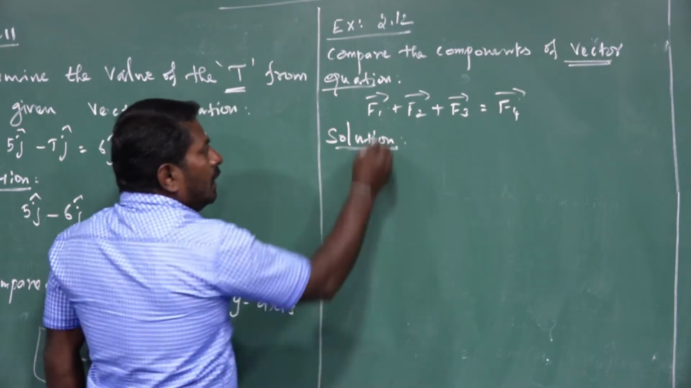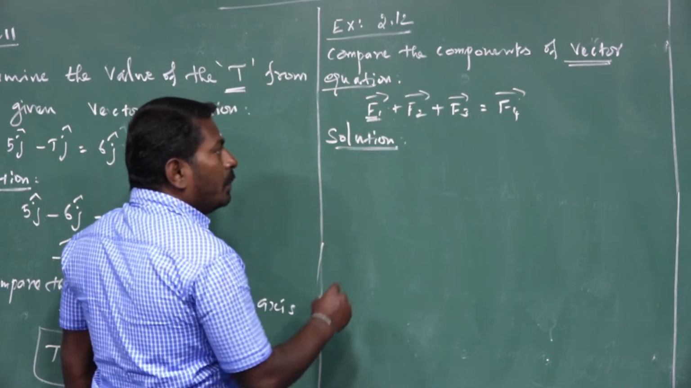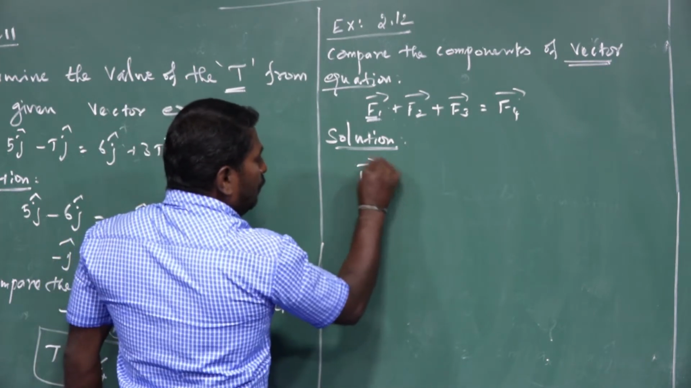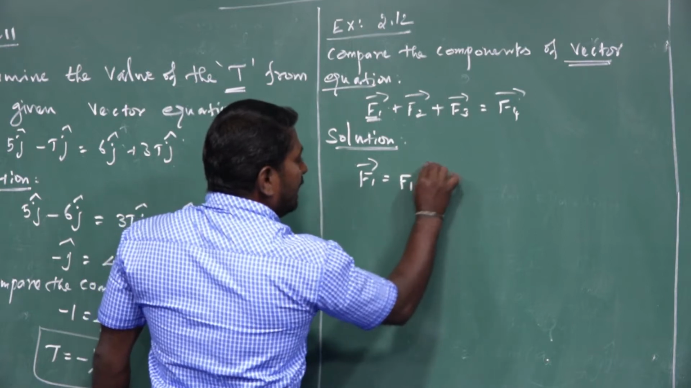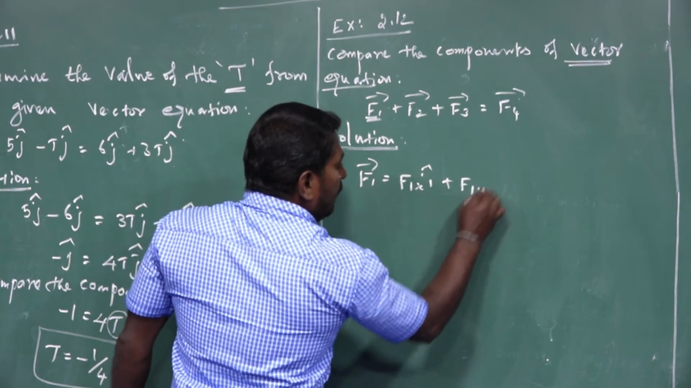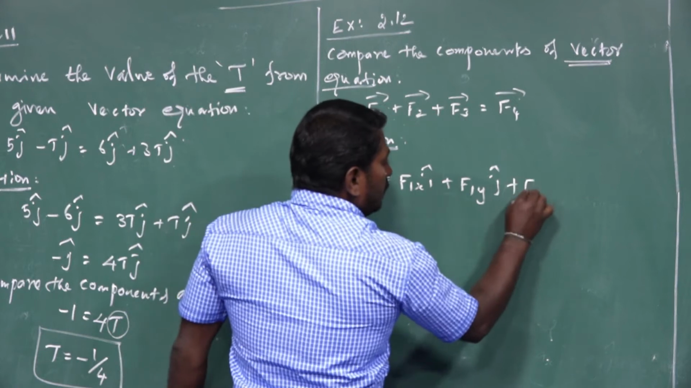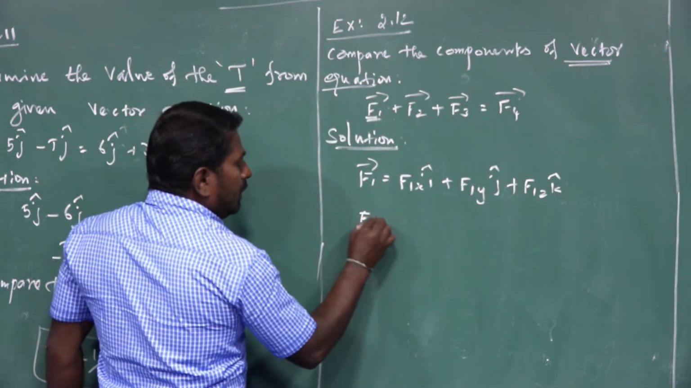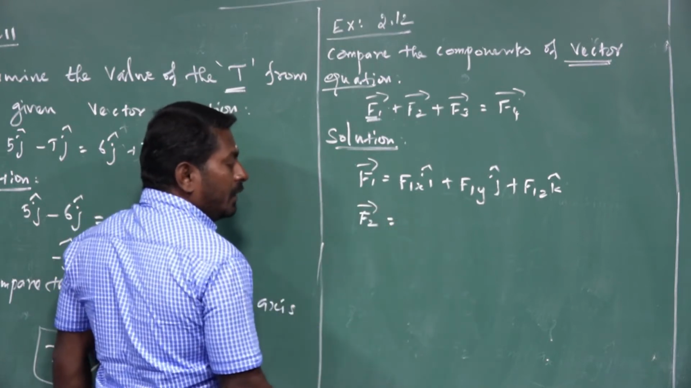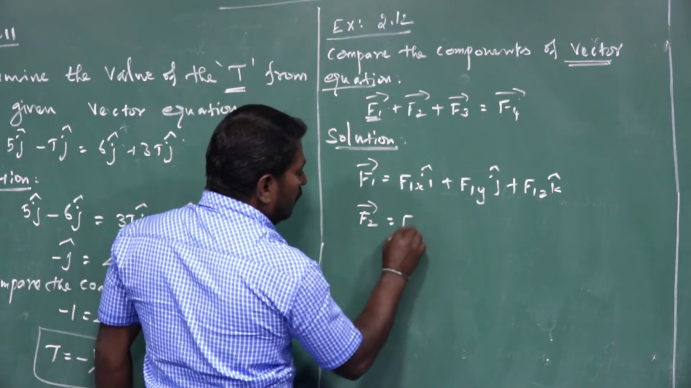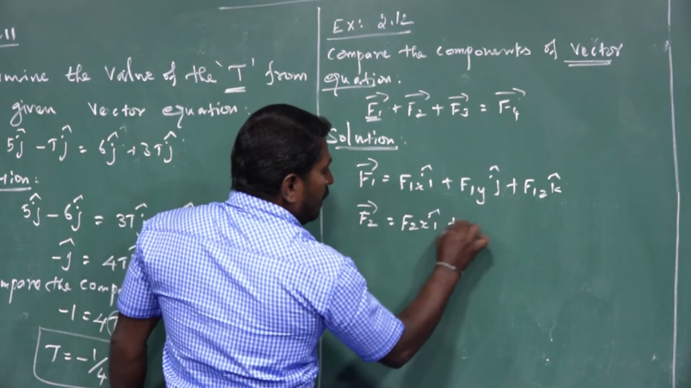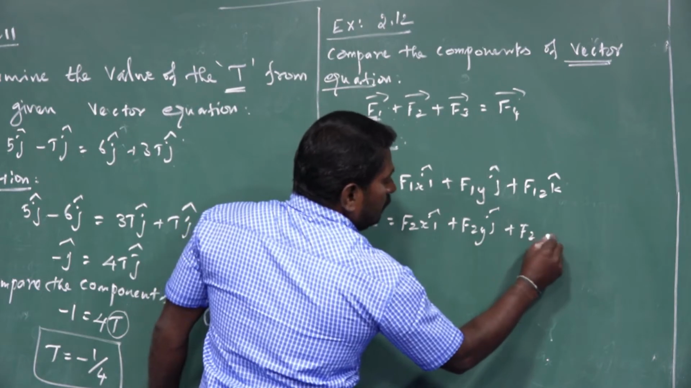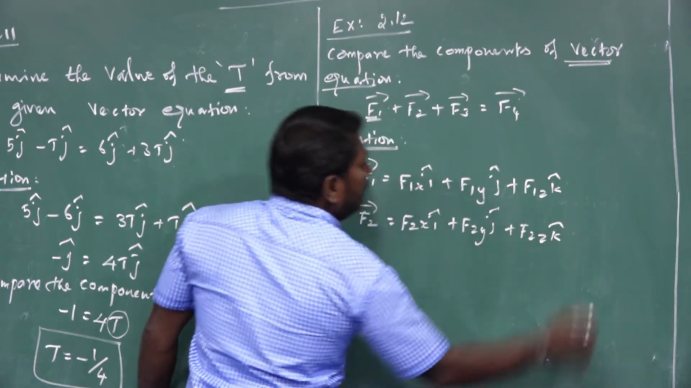First we write the F1 vector in component form in the three-dimensional coordinate axes. F1 vector is equal to F1x i cap plus F1y j cap plus F1z k cap. Then the F2 vector in the three-dimensional Cartesian coordinate system: F2 vector is equal to F2x i cap plus F2y j cap plus F2z k cap.